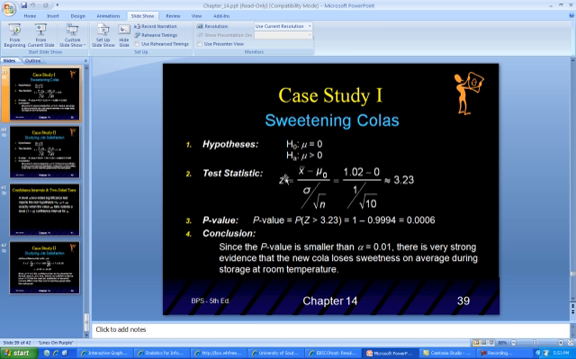So the sweetening cola is here. Here's the hypothesis. It's going to be higher. That's what we're hoping to find. Test statistic, we found it, 3.23. Okay, so you find that. So we set alpha at 0.01, and then we find the p-value. It says right there, P of z at 3.23. Okay, the z-score, that's what we set. The probability that it's going to be this is very small. Since the p-value is smaller than 0.01, okay, that's what our alpha was set at, 0.01, there is very strong evidence that the new cola loses sweetness.